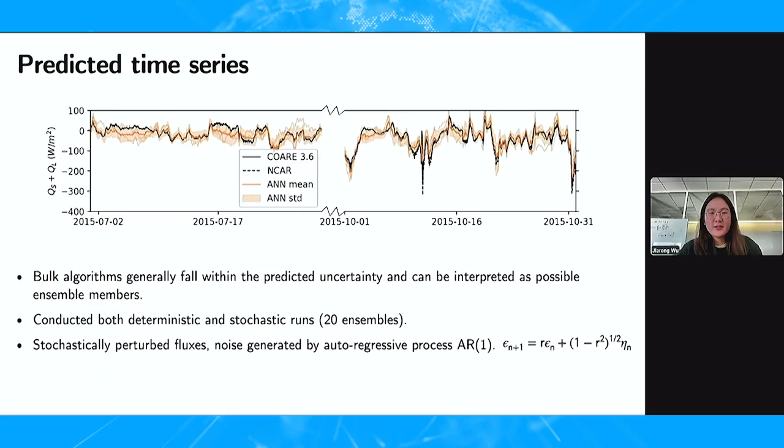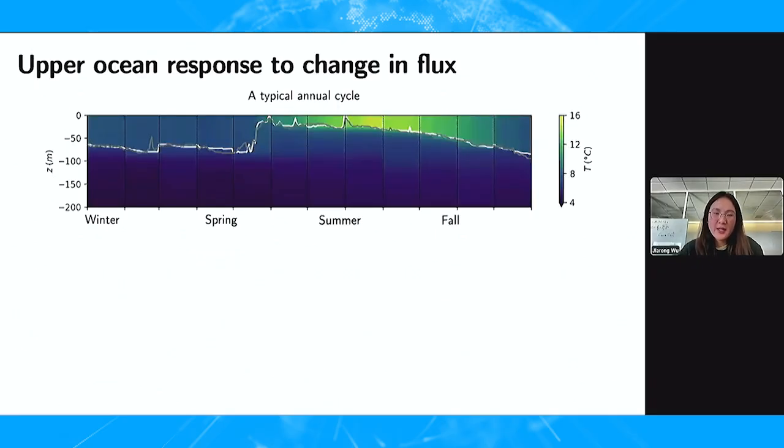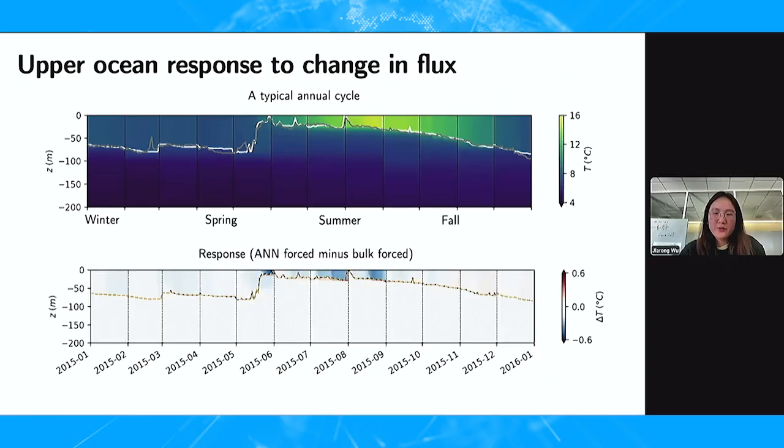So we run this both deterministically and stochastically. And there is a response in the deterministic version as well. But I think I'll just briefly go through it because I later did an online implementation in coupled CESM, and it's probably more insightful to look at that.